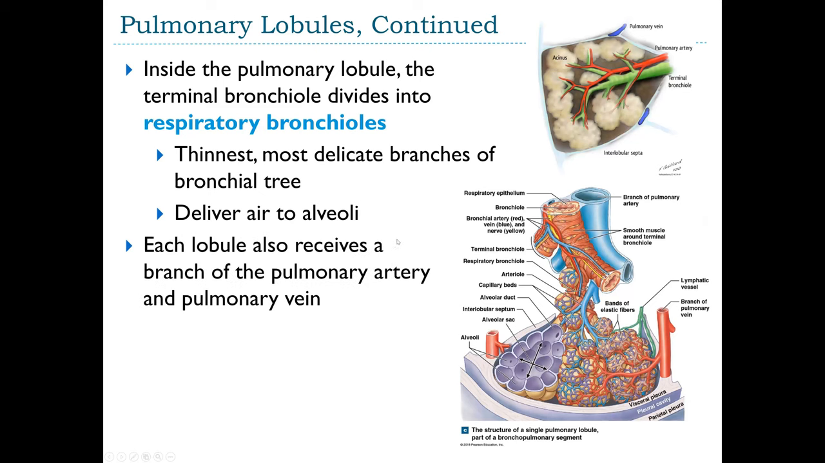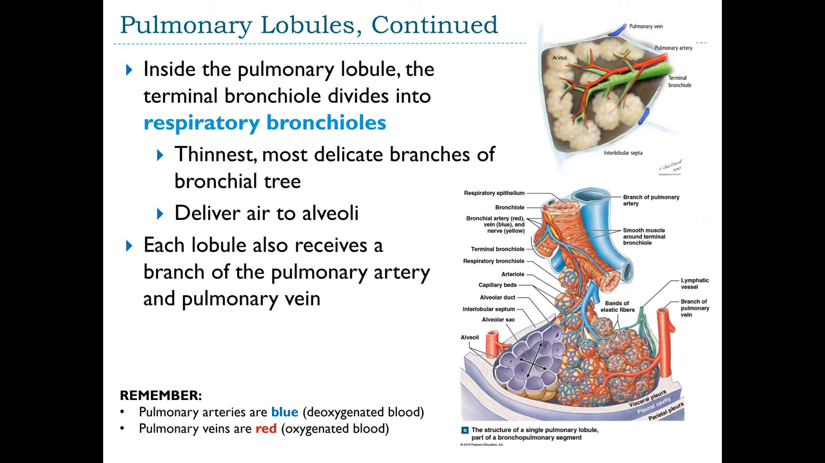Each lobule is also going to receive a branch of the pulmonary artery and the pulmonary vein. I want to remind you that pulmonary arteries are shown in blue because they carry deoxygenated blood, and pulmonary veins are shown in red because they carry oxygenated blood. They have it backwards up here in this top picture, so I apologize, the colors are wrong in that one. But in your textbook, you can see the pulmonary artery in blue and the pulmonary veins in red. You also have lymphatic vessels that go to each lobule, as well as branches of nerves.